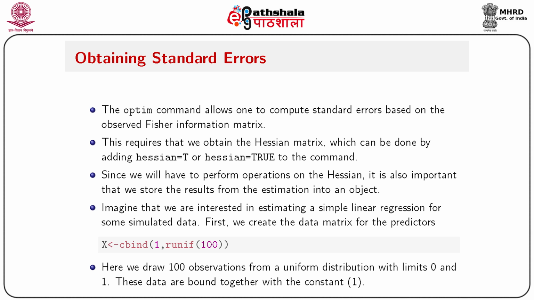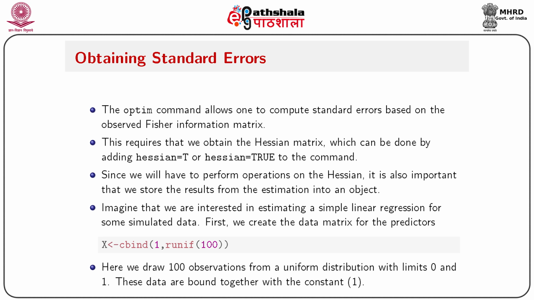Now we learn how to obtain a standard error from there. The optim command allows one to compute the standard error based on the observed Fisher information matrix. So you have to extract the Fisher information or the Hessian matrix. To do so, you have to set hessian equals TRUE or T within the optim function. Since we will have to perform operations on the Hessian, it is also important that we store the results from the estimation into an object.